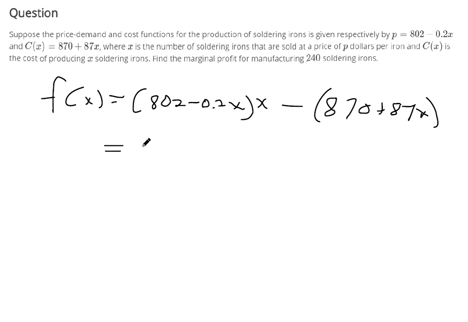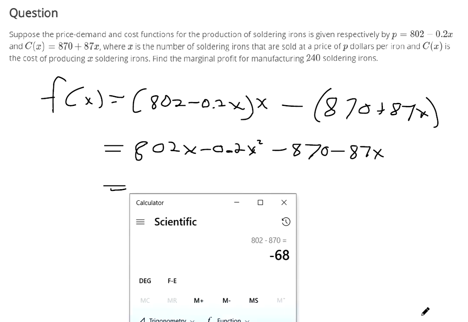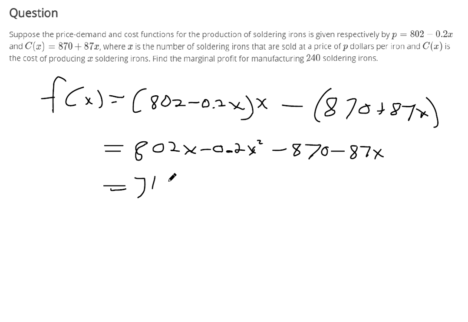So if we distribute this, this is going to be 802x minus 0.2x squared, minus, distributing that negative sign, 870 minus 87x. And so when we combine like terms, we get 715x. I didn't put it in descending powers. I should have done that. But that is the function that tells us the profit.